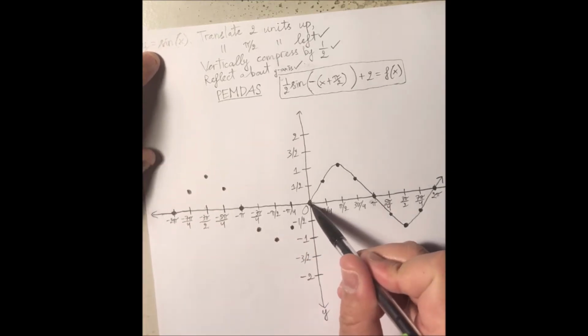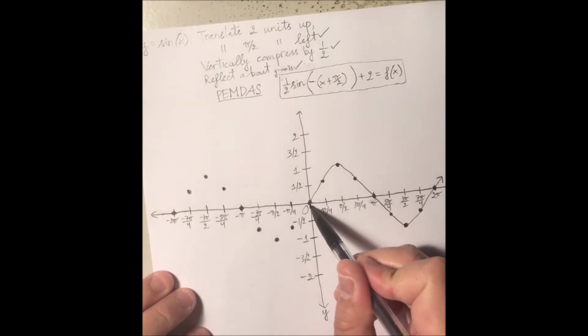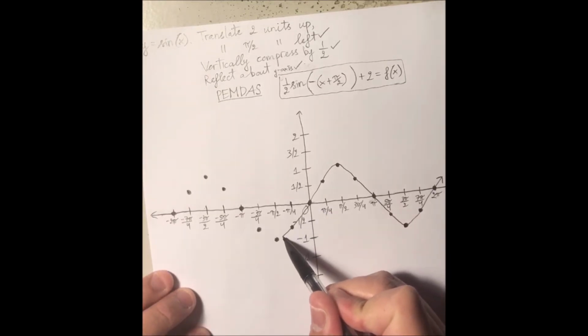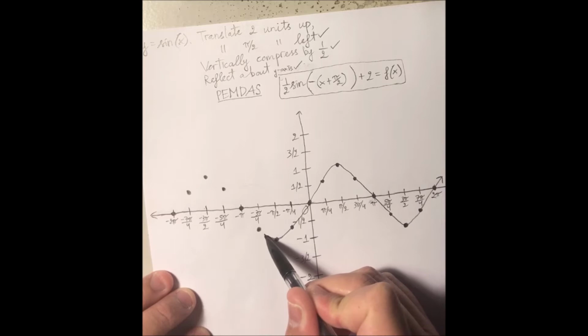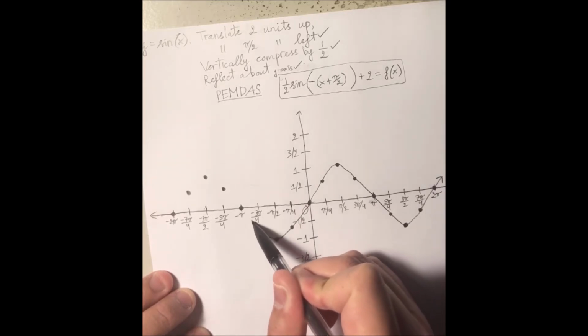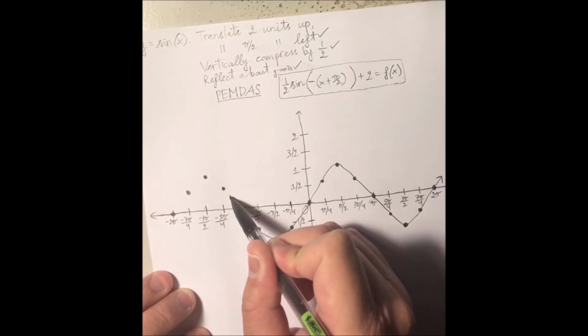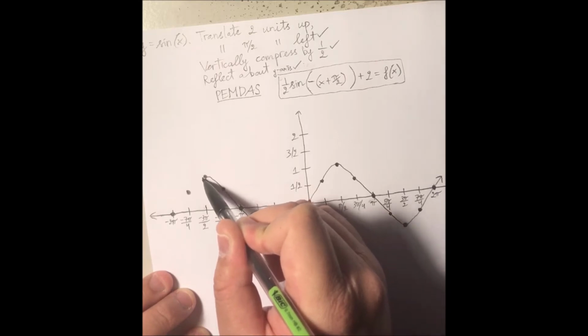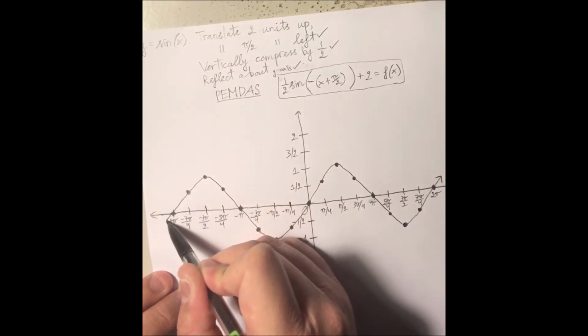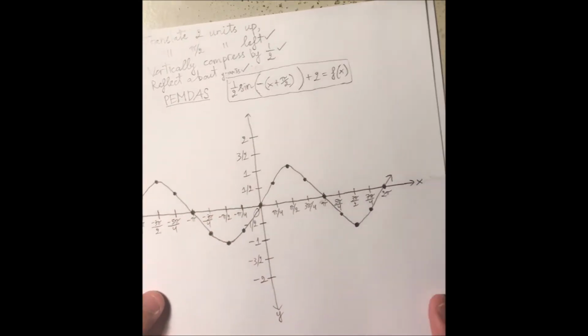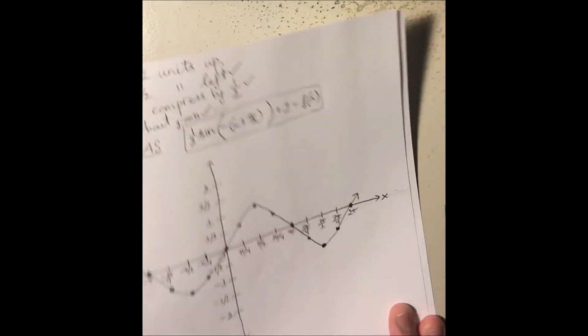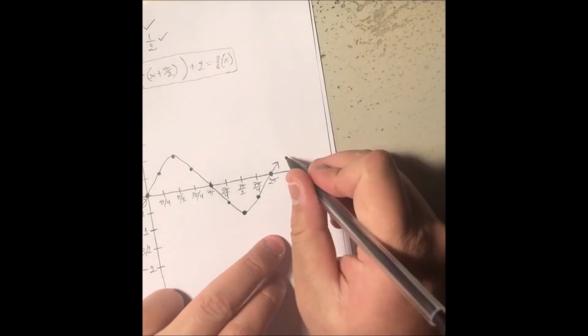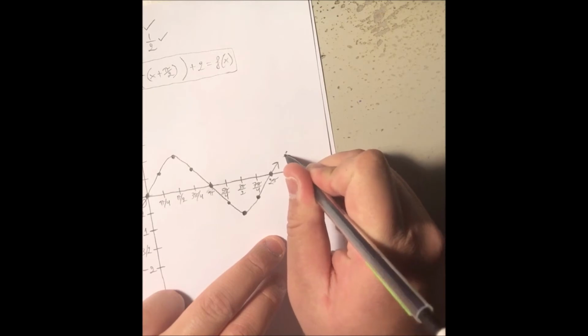So we connect all of these points again, or rather, we are connecting these points to go the opposite direction of the graph of sine of x. Like that. Right? So this graph here is called sine of x.